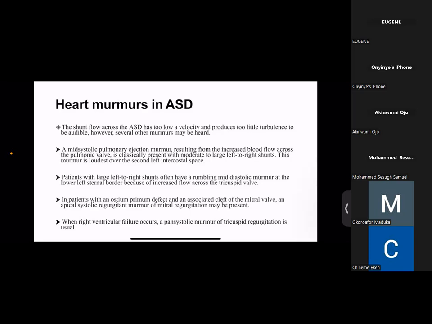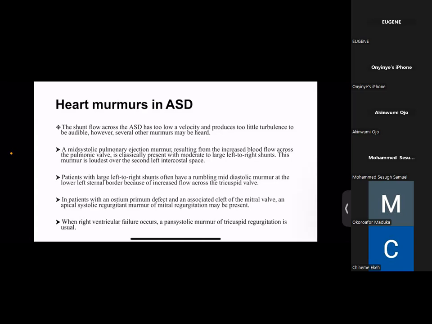But when it is large, a mid-systolic pulmonary ejection murmur, which results from increased flow across the pulmonary valve, is heard. In patients who have large left to right shunts, we often hear a mid-diastolic murmur at the lower sternal border because of increased flow across the tricuspid valve.